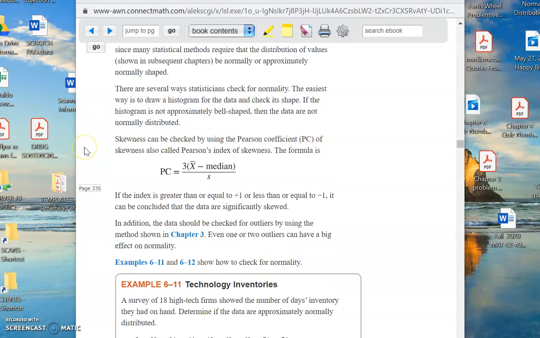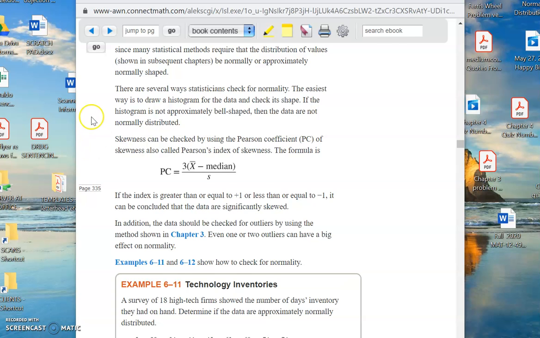Now there are several ways that they check. The easiest way is to just draw a histogram and look at it. If the histogram is approximately bell-shaped, then we say that it's bell-shaped, it's normal. If it's not approximately bell-shaped, then we say the data are not normally distributed.